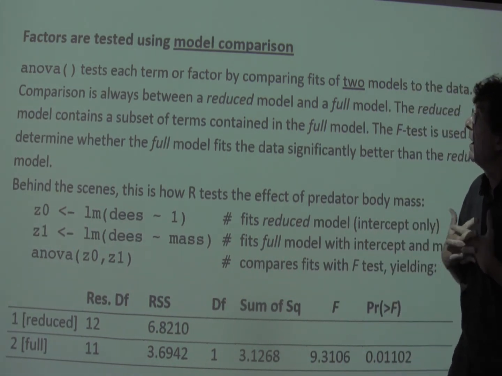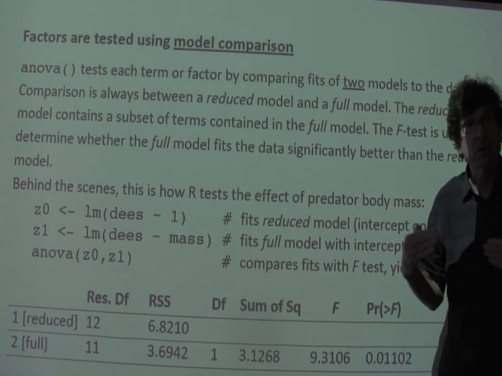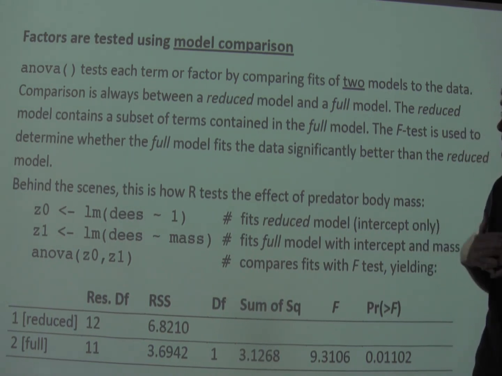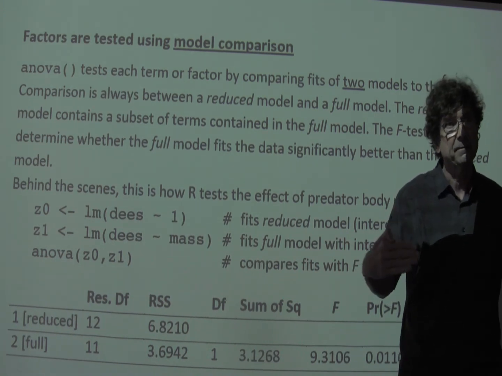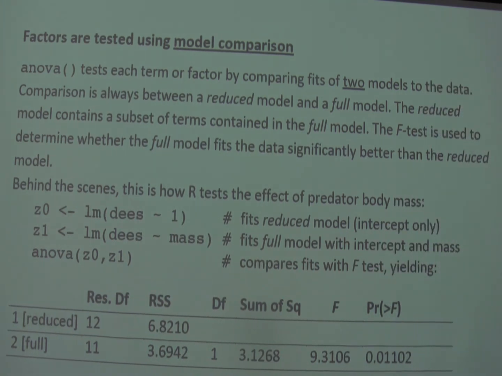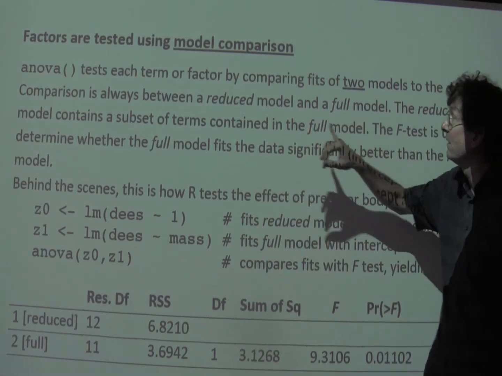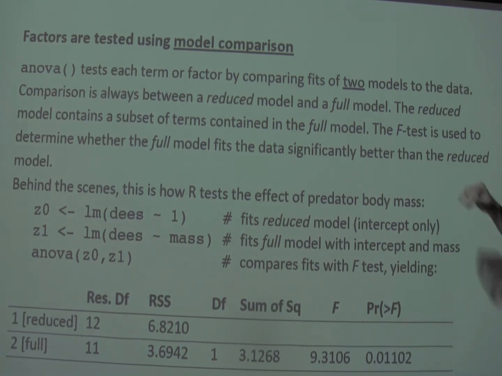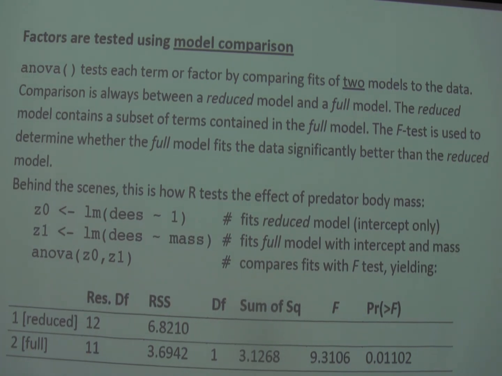The function anova always tests a term in the ANOVA table using model comparison. It's always asking, here's a model that includes the term, here's a model that does not include it, is this a better fit? And so it's always making a comparison between a full model, which includes the term of interest, and a reduced model, which does not. And then an F-test is carried out to determine whether the full model fits the data better than you would expect by chance.